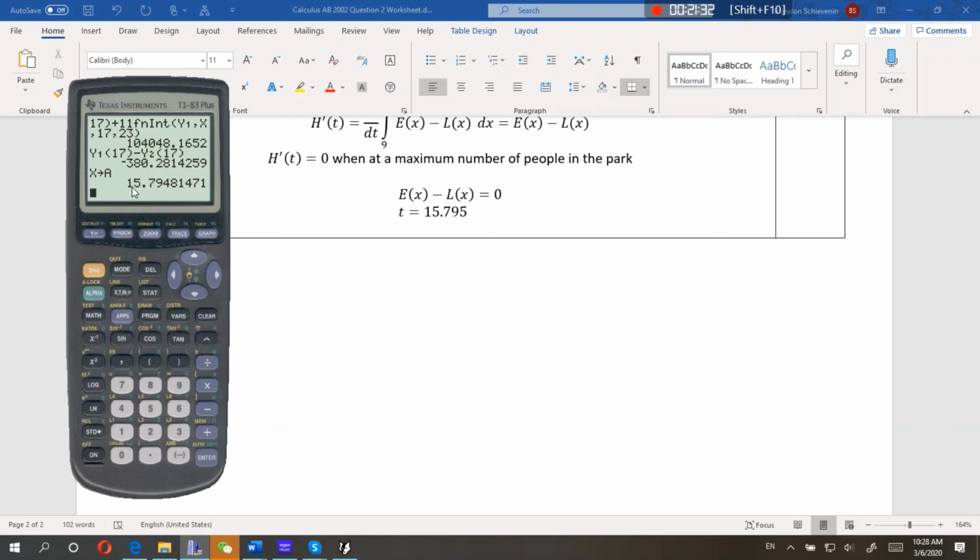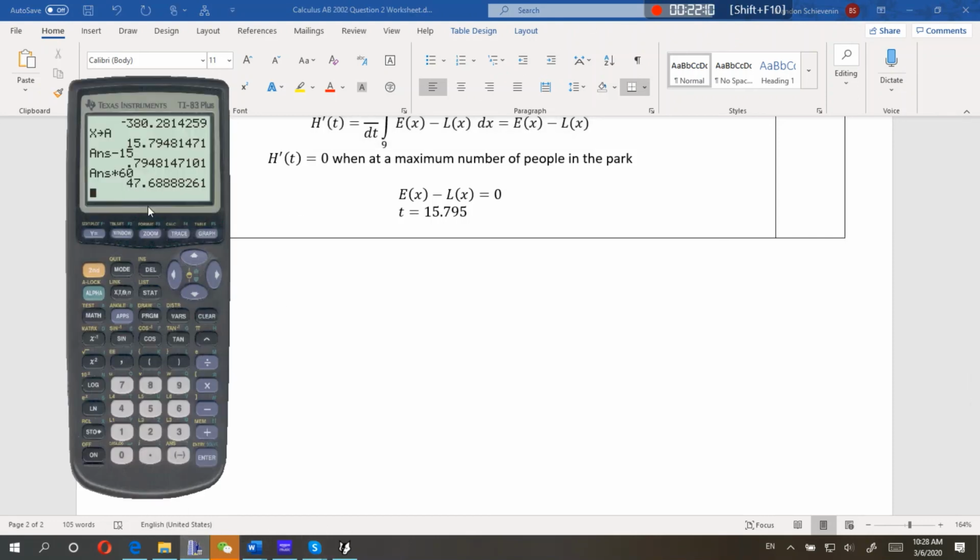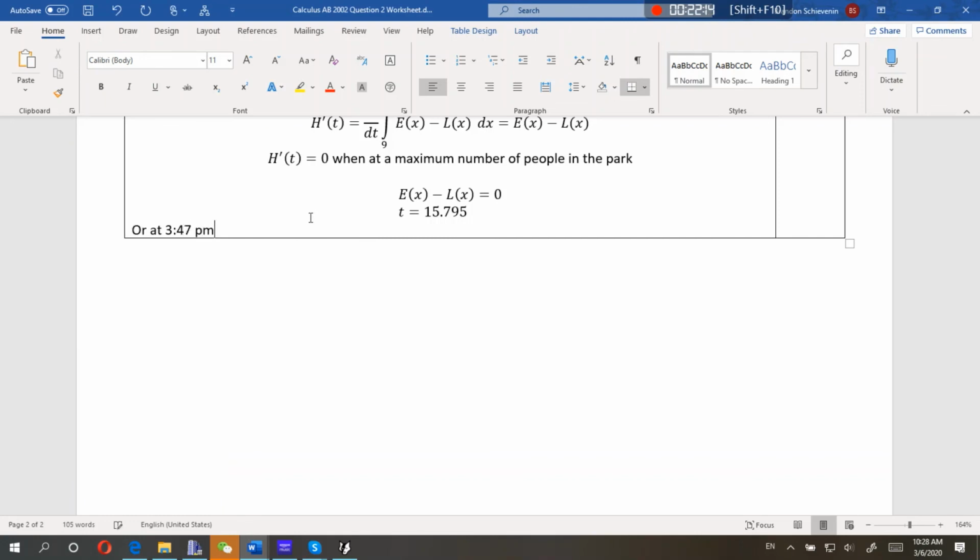Okay, so 15 is what hour? 3 p.m. Okay, so this is 3 p.m. and 0.79 of another hour. So I'm going to multiply that by 60 minutes. So we're at 3:47 p.m. Okay, I'm not actually sure if we need that part. I think they'd probably take the 15.795. But if I was a business, I would probably want to write it as a time, just for people who maybe don't understand what's going on with the math.